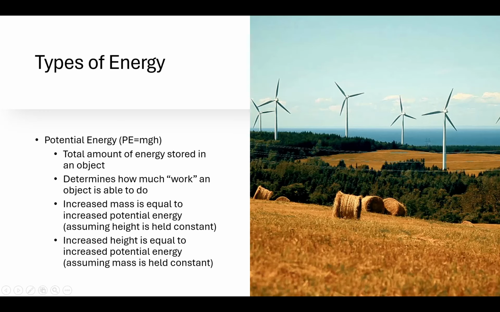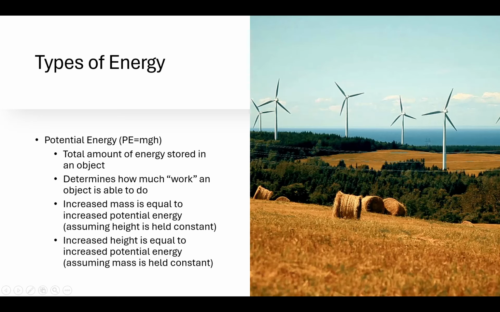So if you were to drop a ball, let's say, from the top of a building, that ball is going to fall under the force of gravity at 9.8 meters per second squared. It never changes. So gravity is usually one of those constants. All right, so potential energy, what exactly is it? It's the total amount of energy stored in an object. And it really determines how much work an object is able to do.